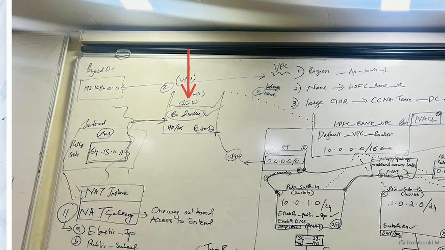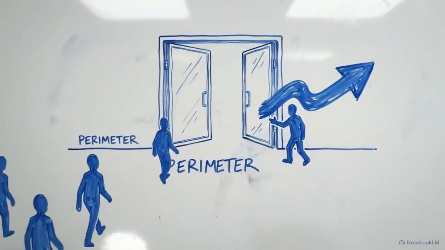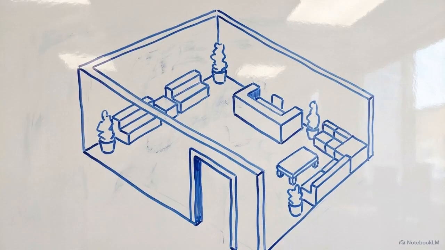Now, look at the entry point on the far left. This is labeled the IGW, or Internet Gateway. The gateway is the bank's front door. It's the single, highly monitored entrance where public traffic from the street is allowed to step off the sidewalk and onto the private property. Once a customer walks through those front doors, they need a place to go.